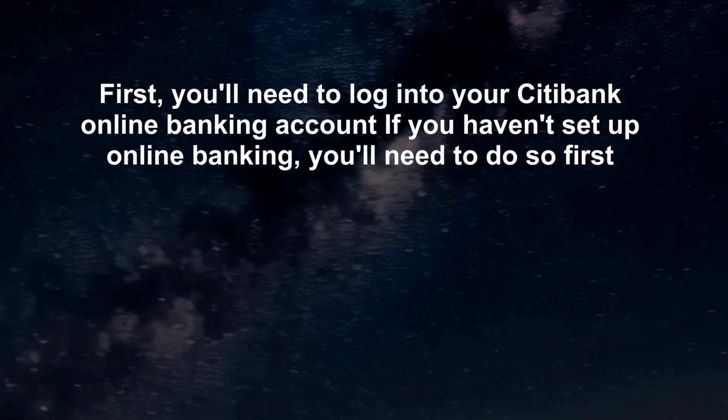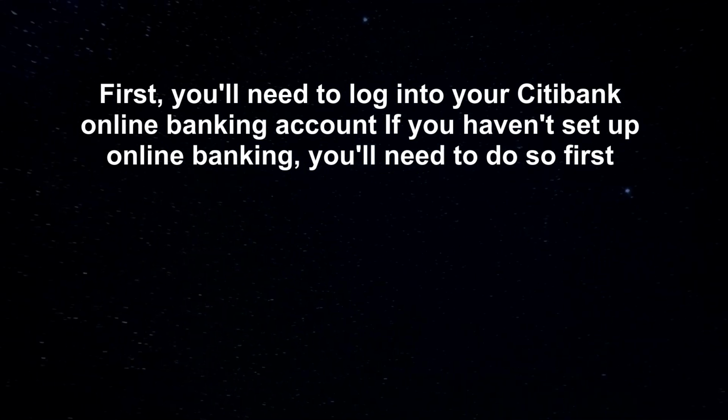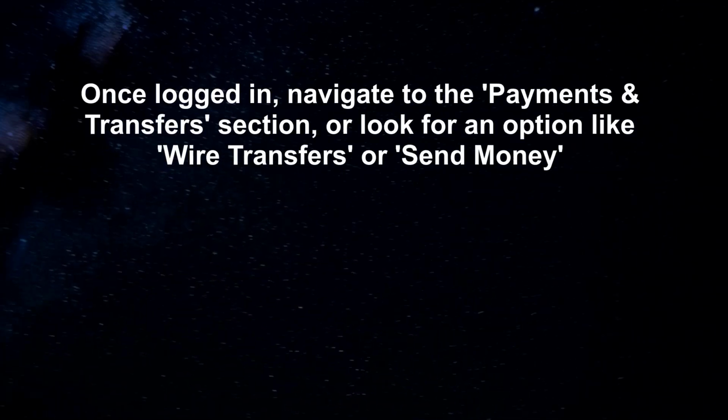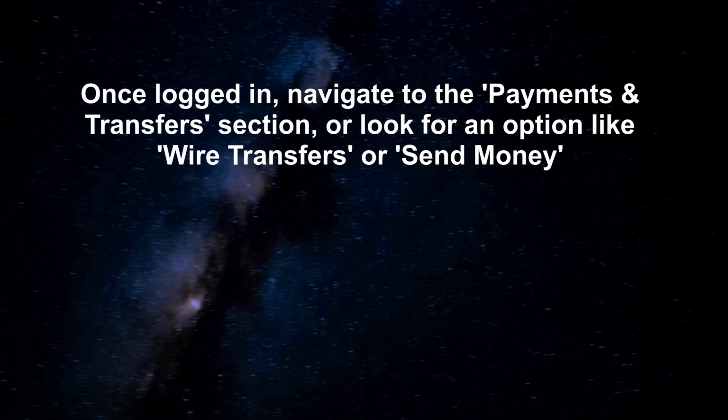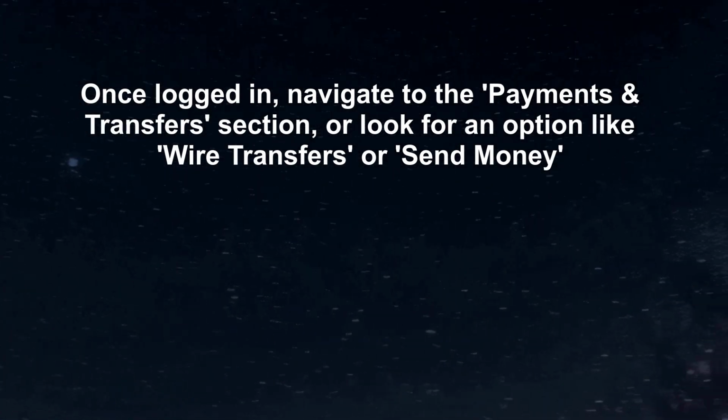First, you'll need to log into your Citibank online banking account. If you haven't set up online banking, you'll need to do so first. Once logged in, navigate to the Payments and Transfers section, or look for an option like Wire Transfers or Send Money.